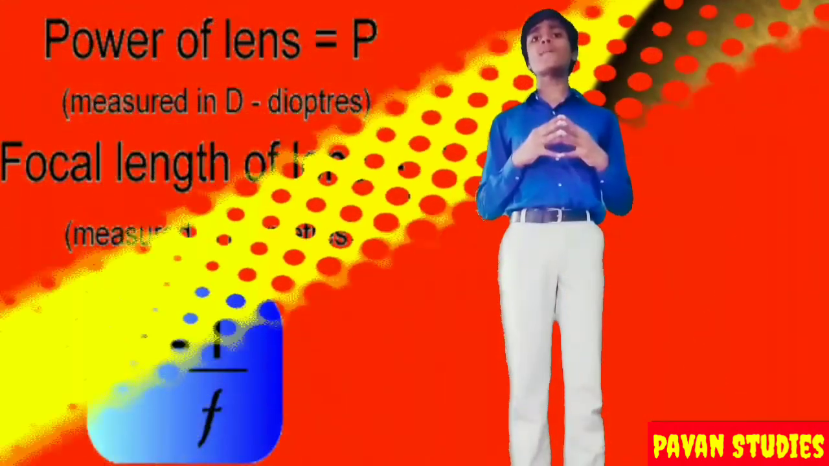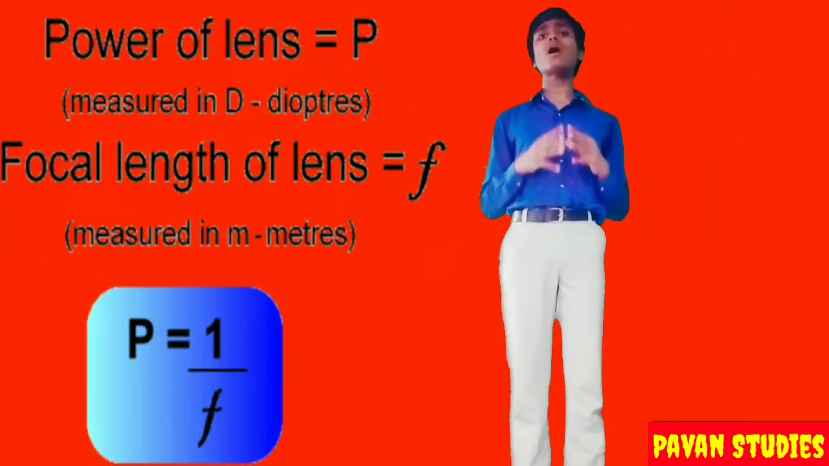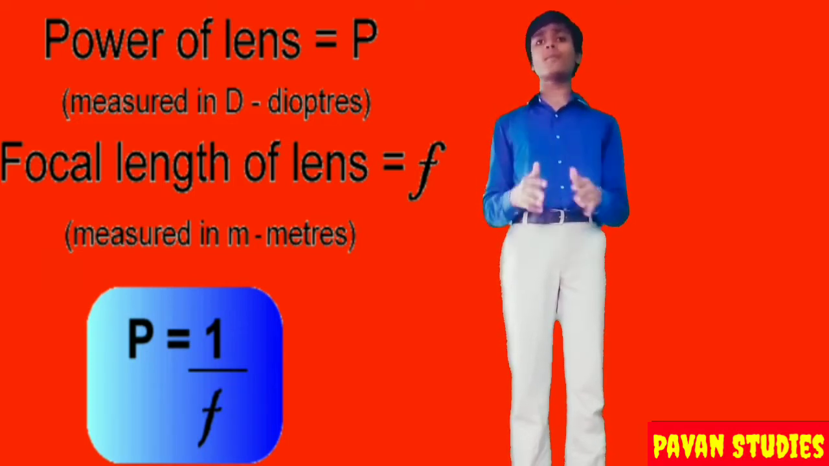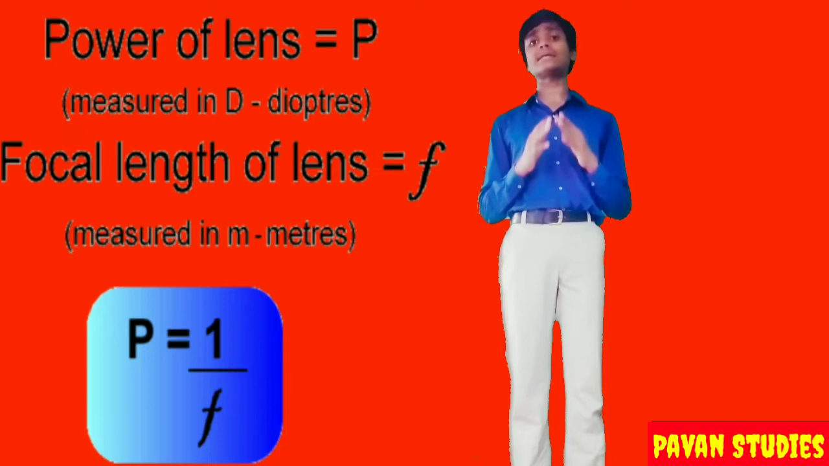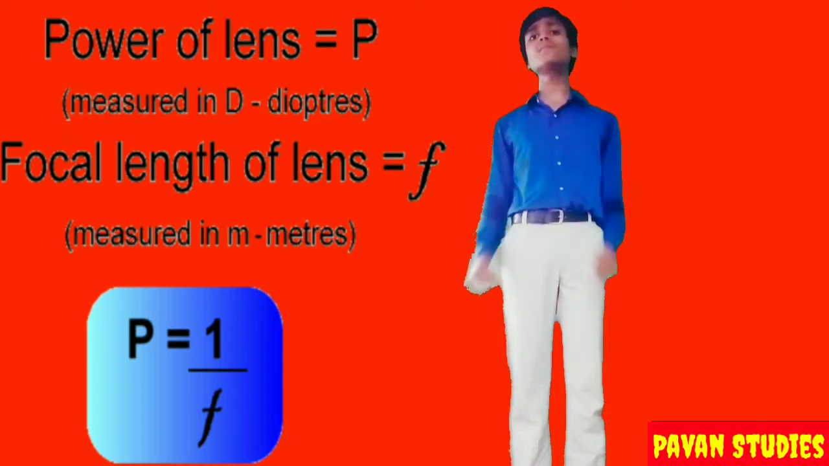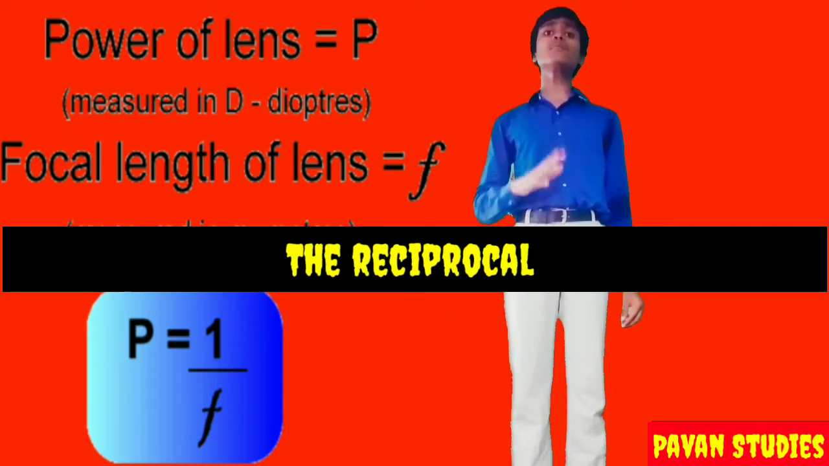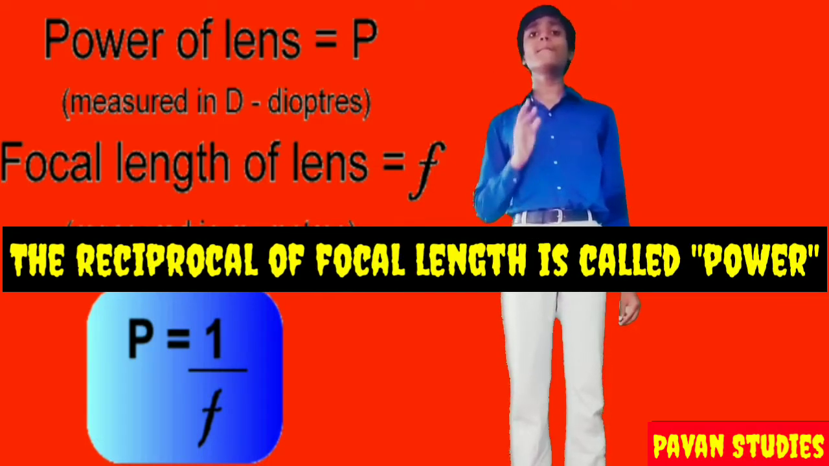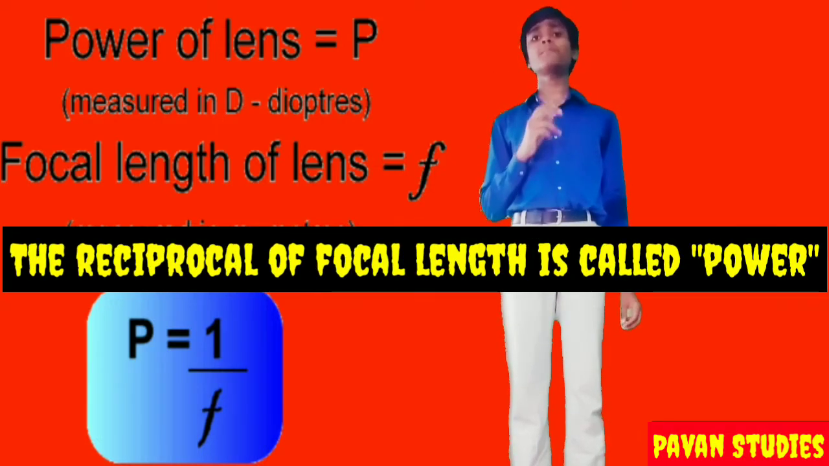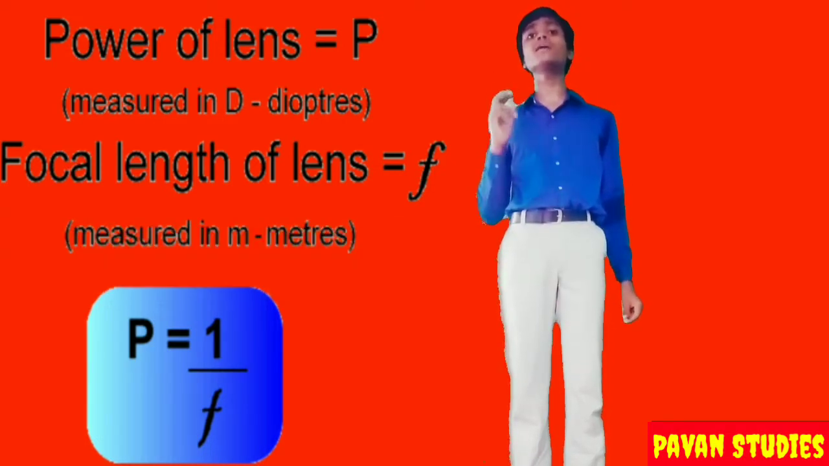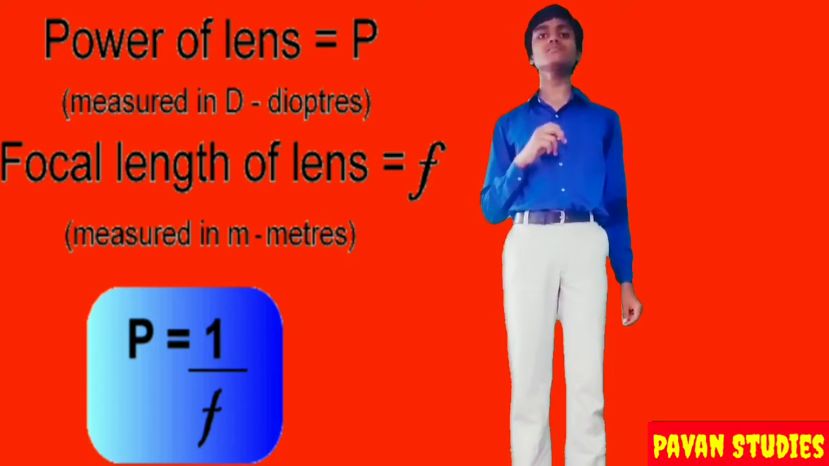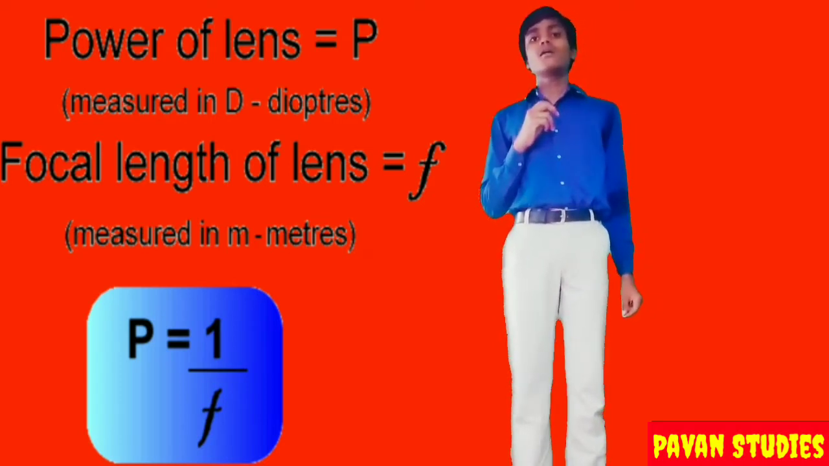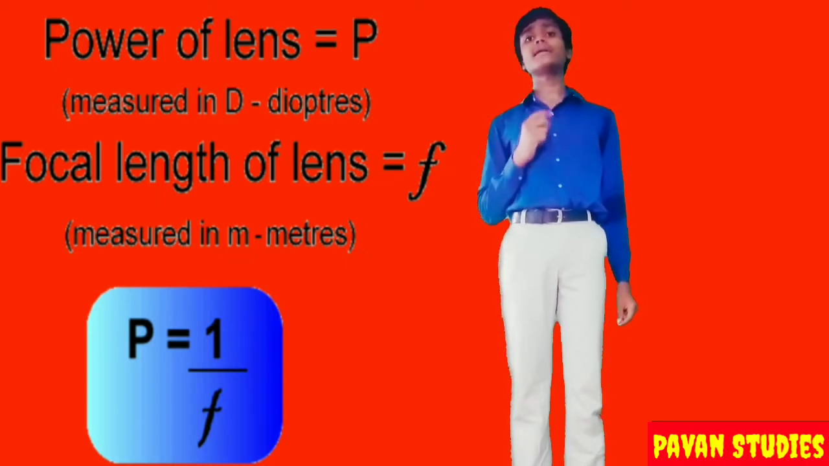Now we will discuss power. The degree of convergence or divergence of a lens is determined by its power. But what is meant by power? The reciprocal of focal length is called power. That means power is equal to 1 by focal length. The unit of power is the diopter. It is denoted by capital D.